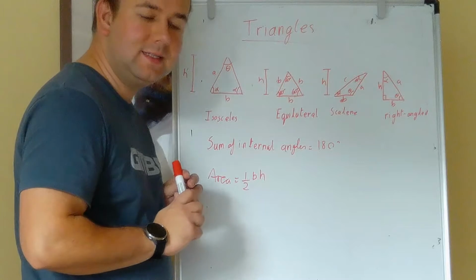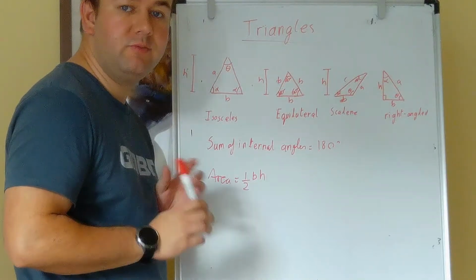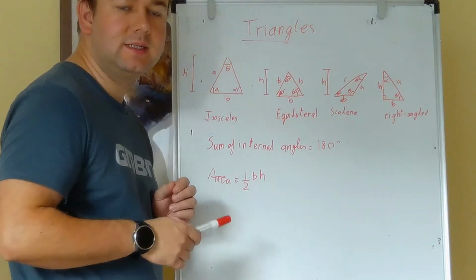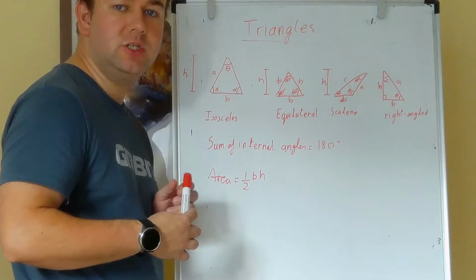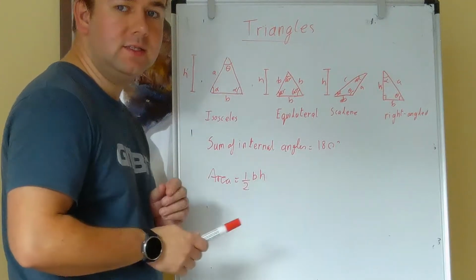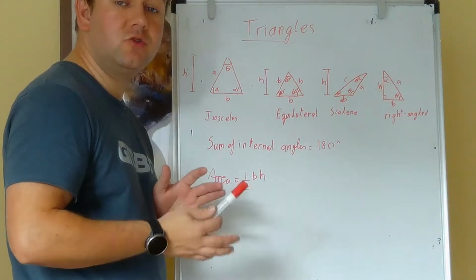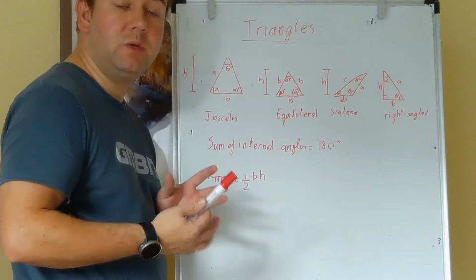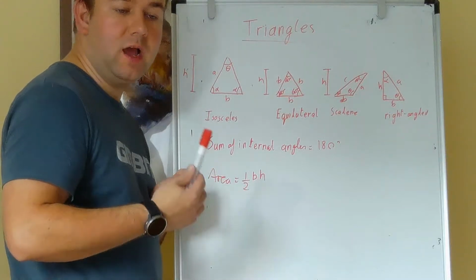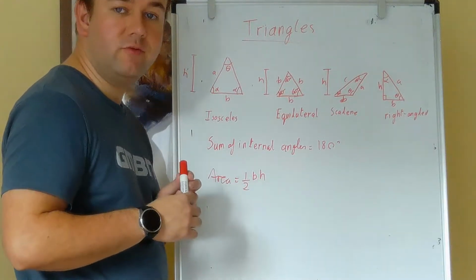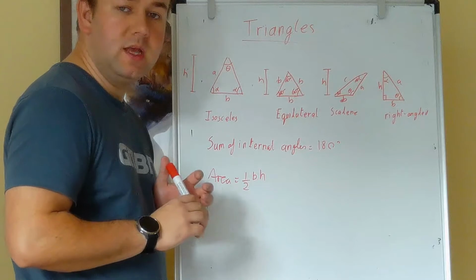Hello, welcome back to this series exploring the properties of shapes, aimed at Key Stage 3 students up to A-Level students. In this episode we're going to look at triangles. Last episode we looked at one-sided shapes, which were circles. This time we're going to look at a three-sided shape, the triangle.